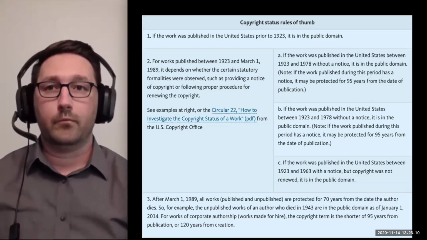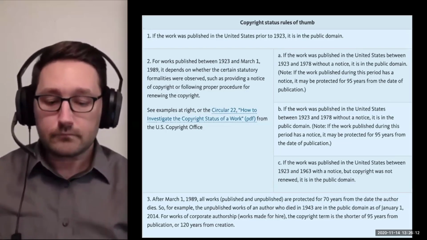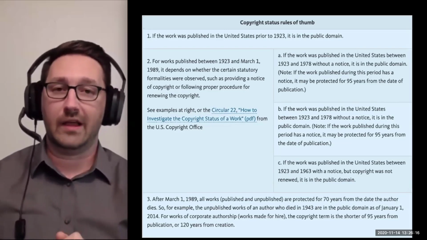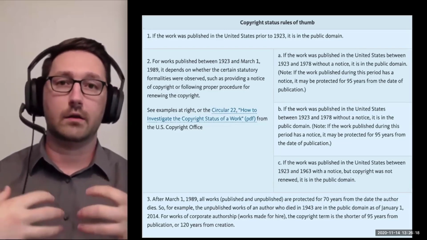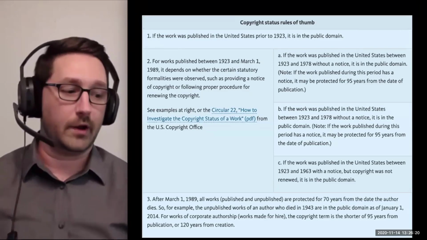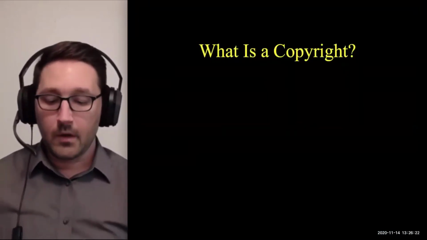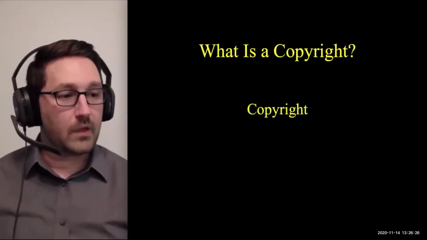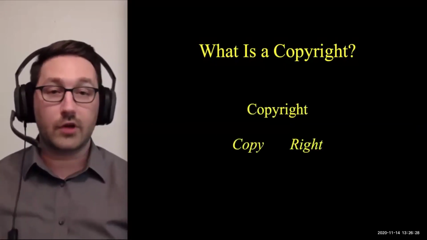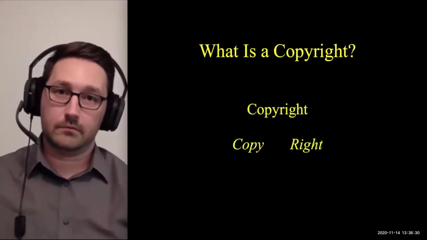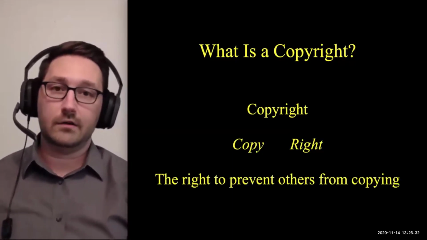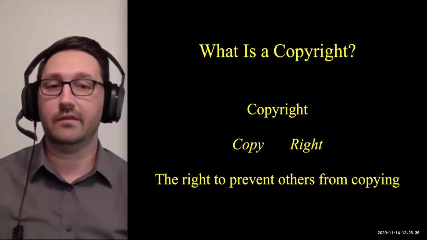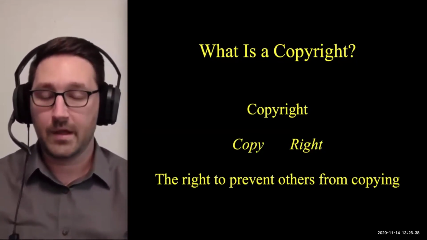So with all that out of the way, let's take a look at what copyright actually is at its most basic level. So what do you own when you have a copyright? First, let's take a look at the word itself. We have copyright, which is copy, right. The right to prevent others from copying. Okay? That's what a copyright is at its most basic level.